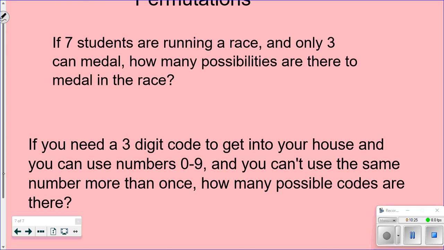All right, so the second last thing I want to talk about is a permutation. This is another type of probability that has compound events with it. If 7 students are running a race and only 3 can medal, how many possibilities are there in the race? So this kind of goes really well with track. So I have 7 students running a race and 3 are going to medal. These are my medal spots. This is going to be my first place, this is going to be my second place, and this is going to be my third place.